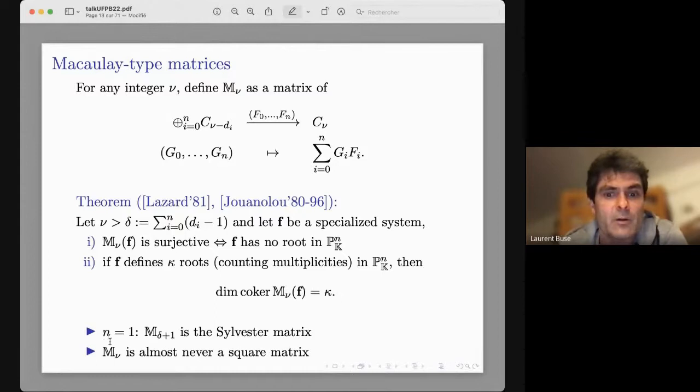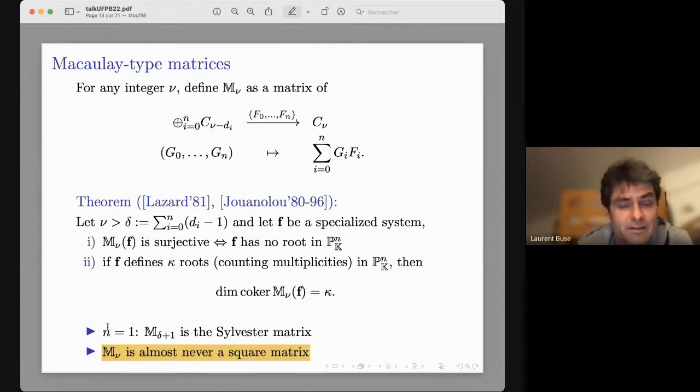If you take the case n equal 1, you can build the matrix in degree delta plus 1, you recover the Sylvester matrix. So this is a square matrix, very well known. This is what we said at the beginning. Also, an important point to notice is that in general, this matrix is never square. There is a kind of miracle that in the case n equal 1, we have this matrix that is square, that is known as the Sylvester matrix. But in general, these matrices are not at all square matrices. They have these properties, but we use them as non-square matrices to solve the polynomial system. So there are no determinants that are well defined from these matrices.